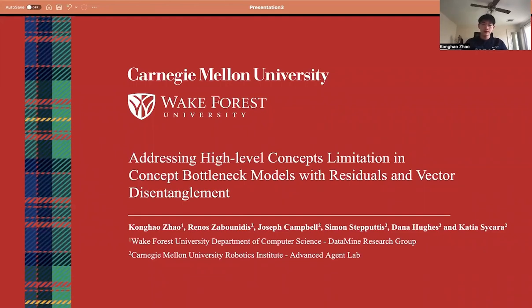I am a senior at Wake Forest University, majoring in computer science and mathematics. This summer, it is my honor to work as a summer scholar in the Carnegie Mellon University Robotics Institute with Renos, Joseph, Simon, Dana, and Dr. Sikra. My summer project is about addressing the high-level concept limitation in concept bottleneck models with residuals and vector disentanglement.